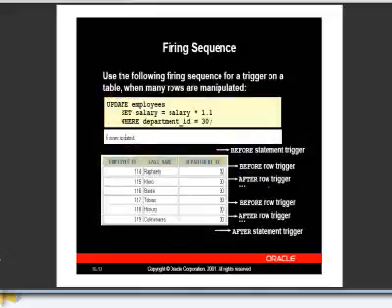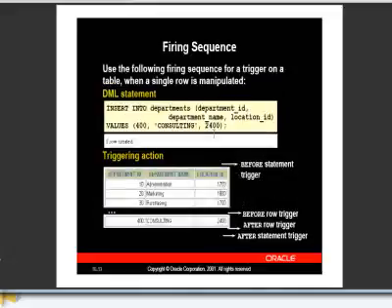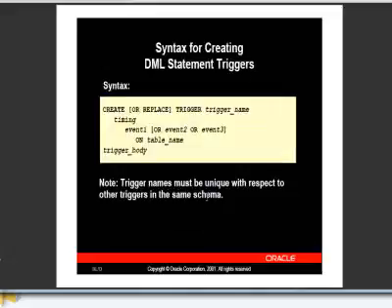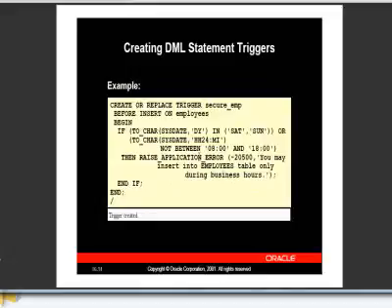Firing sequence. Use the following firing sequence for a trigger on a table when a single row is manipulated. This is the DML statement, and this is the triggering action. Use the following firing sequence for a trigger on a table when many rows are manipulated. Syntax for creating DML statement triggers. This is the syntax. Remember, the trigger name must be unique with respect to other triggers in the same schema.